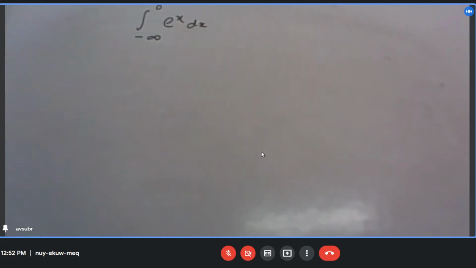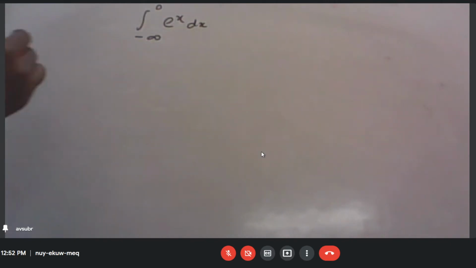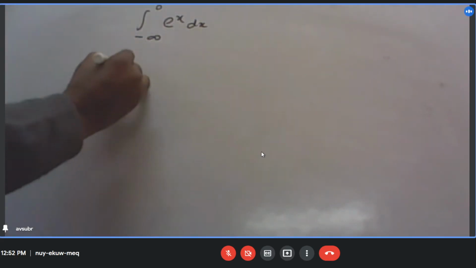So as an example, this is my improper integral. This is once again an improper integral of the first type. Is it or not? All right. So how can I write it down?